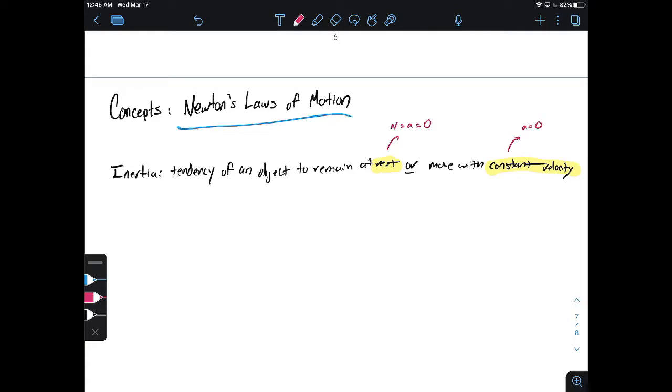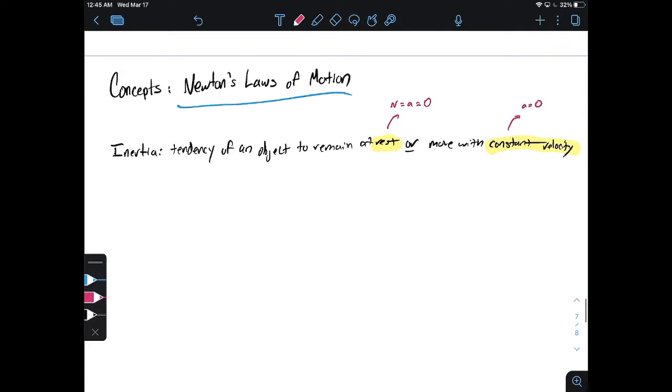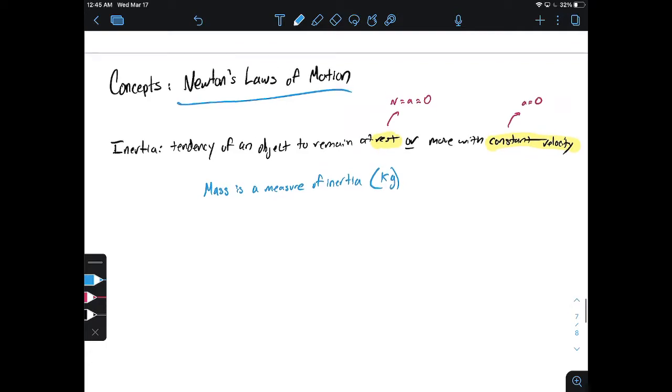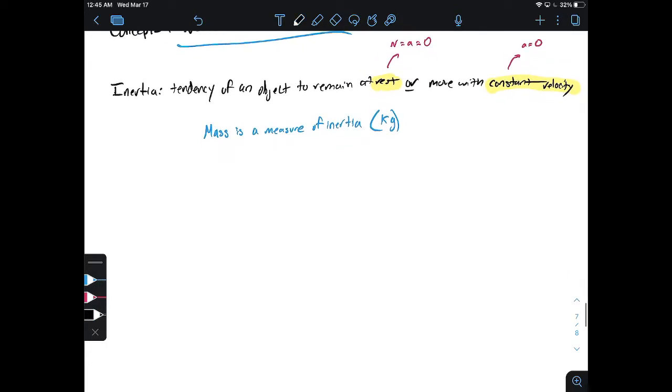So it's a tendency to resist a force, to resist an acceleration. And what we can say is that mass is a measure of inertia. So, kilograms, that'd be an example. Now we have inertia defined. Let's move on to Newton's first law.